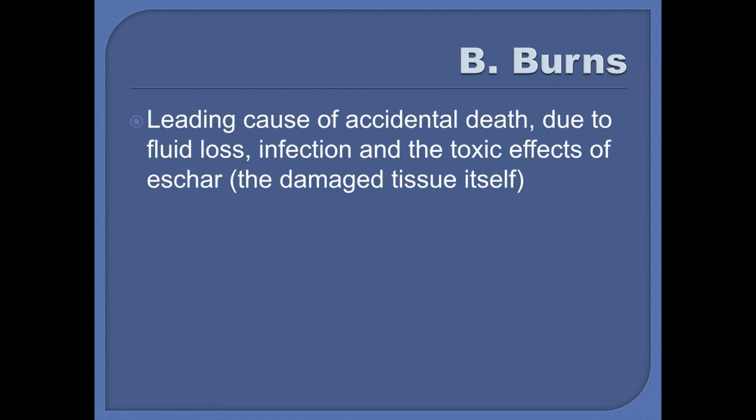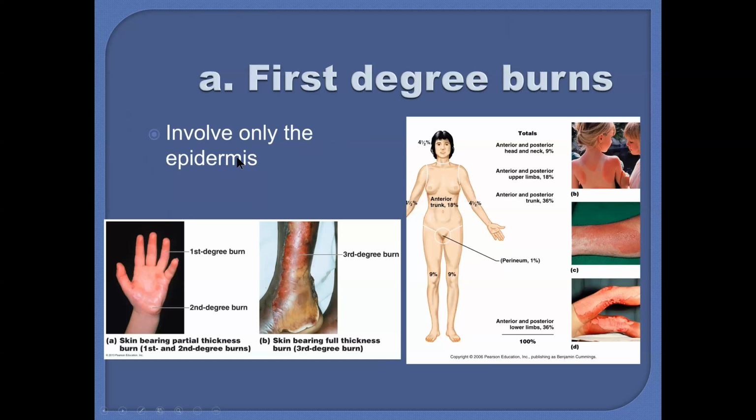Next big category of pathological conditions is burns. We have three types of burns. They're the leading cause of accidental death due to fluid loss, infection, and toxic effects of eschar. They can be superficial and very small. They can be very deep, full thickness, third-degree burns, and over an extensive surface of the body. First-degree burns, superficial burns, involve only the epidermis.